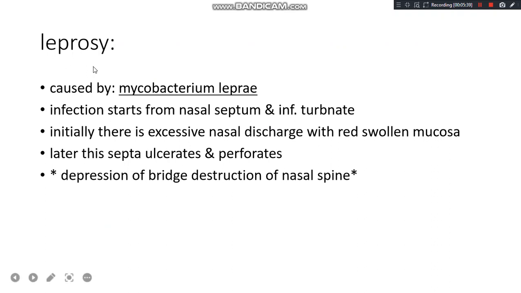Now, the third condition is leprosy, which is caused by Mycobacterium leprae. Now, the infection in this case starts from the nasal septum and inferior turbinate. Initially, there is excessive nasal discharge with red swollen mucosa. Later, the septum ulcerates and perforates. So, in previous slides, we have studied the septal ulcerations and perforations. Again, we are studying septal ulcerations and perforations in the case of leprosy. Now, in this case, there will be depression of the bridge and destruction of the nasal spine.